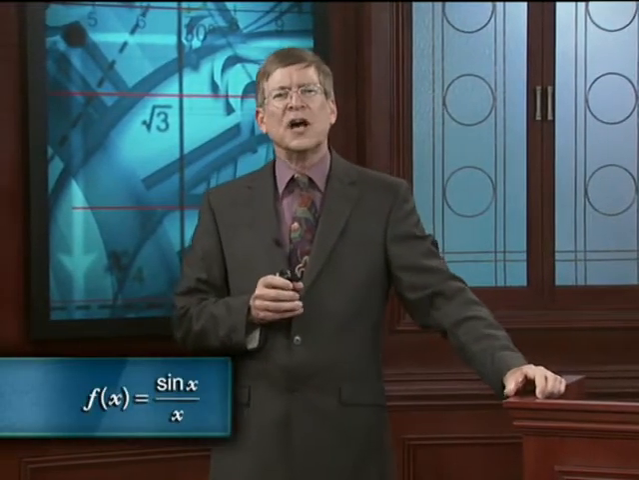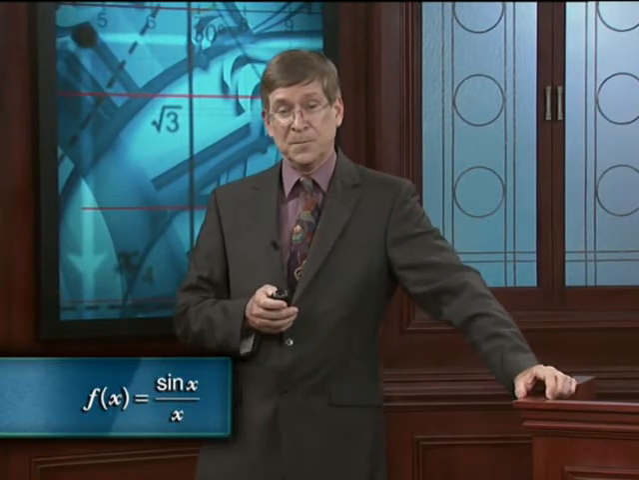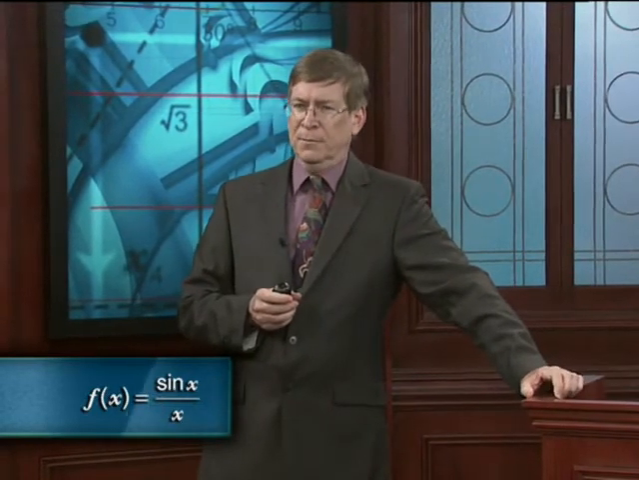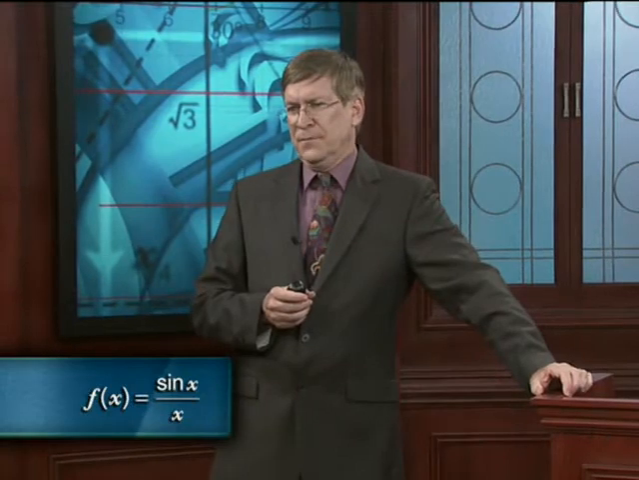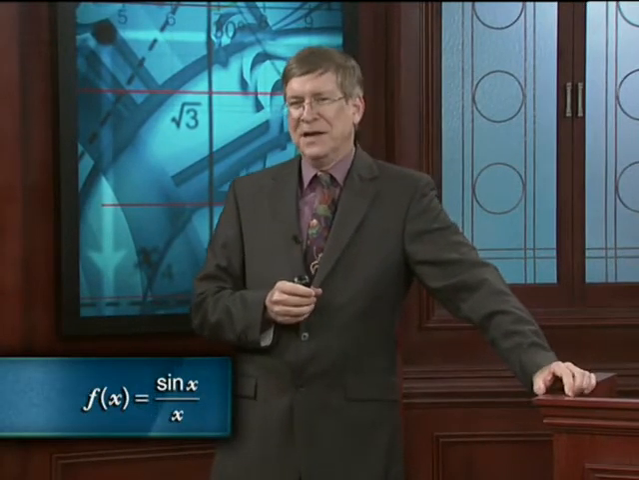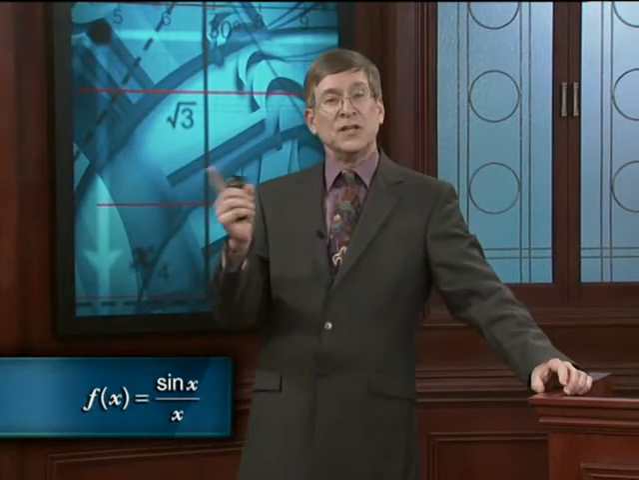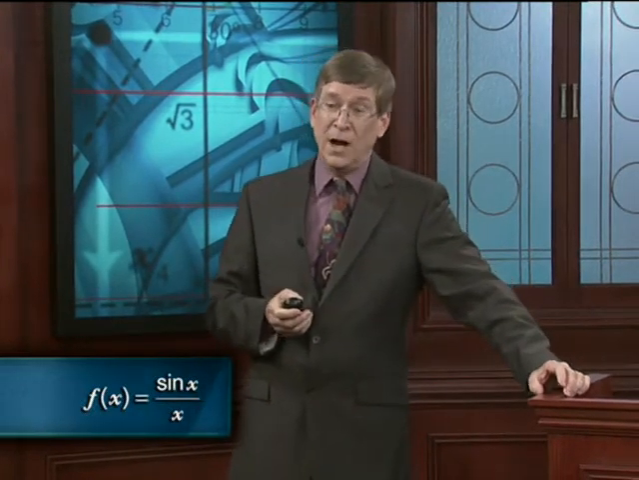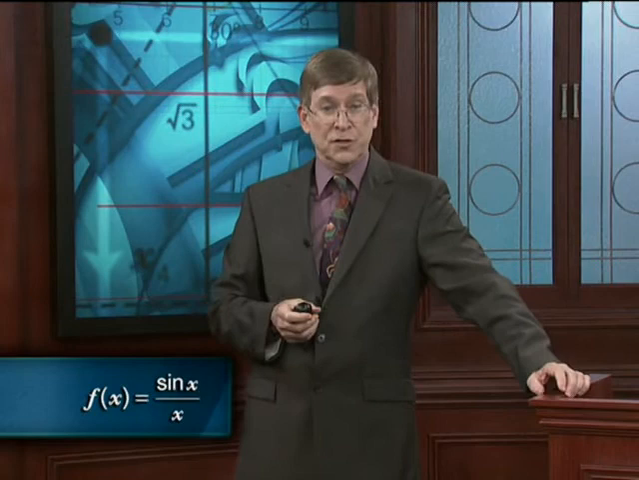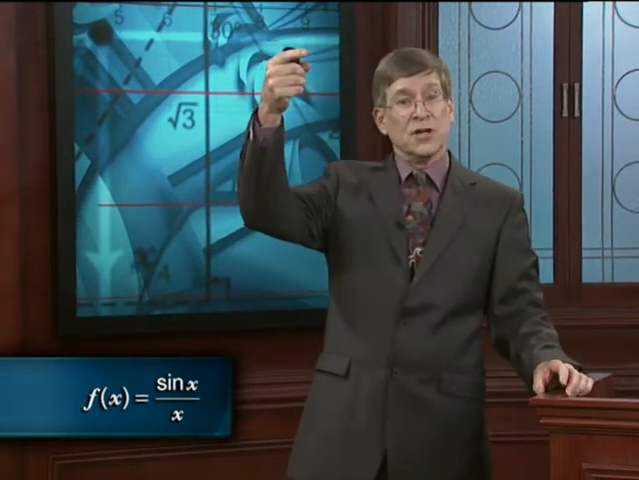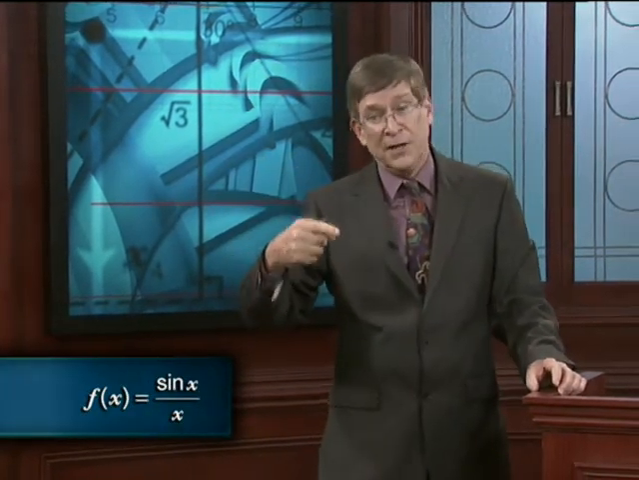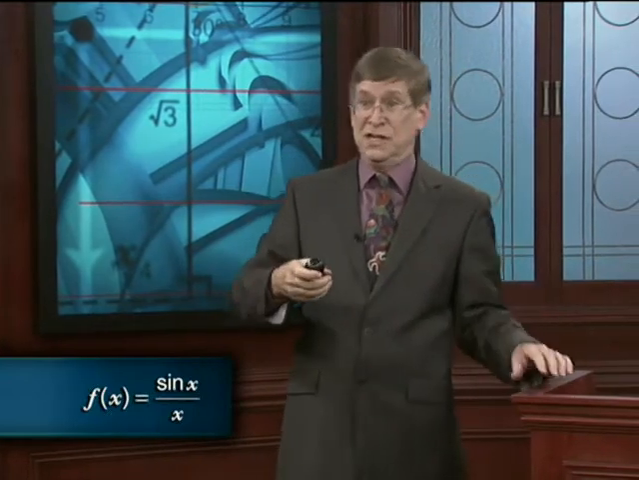I want to consider a function that has a very curious behavior, and it's the function sine x divided by x. Let's talk about it for a moment. What's its domain? Well, you can't divide by 0, can you? So the domain is all x except for 0. It's actually symmetric across the y-axis. This is an even function, it turns out. The numerator is odd, the denominator is odd. Odd divided by odd makes an even function.